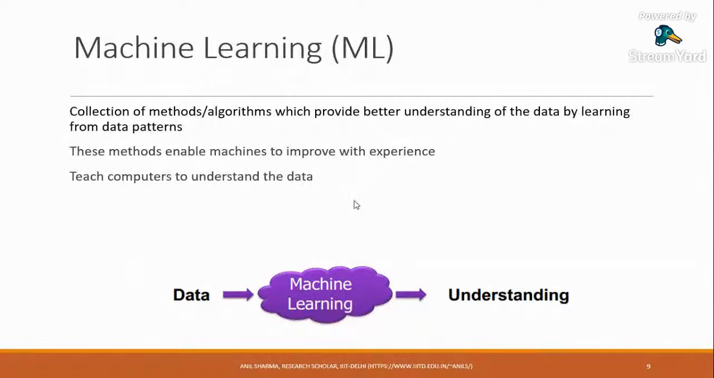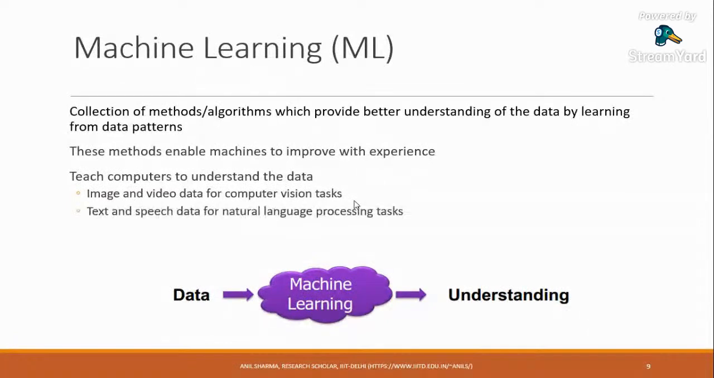So these algorithms can help us teach computers to understand the data. For example, we can give image and video data to the computer to perform computer vision tasks, like object detection or object recognition. We can give text data or speech data for natural language processing tasks. These were a few of the things.